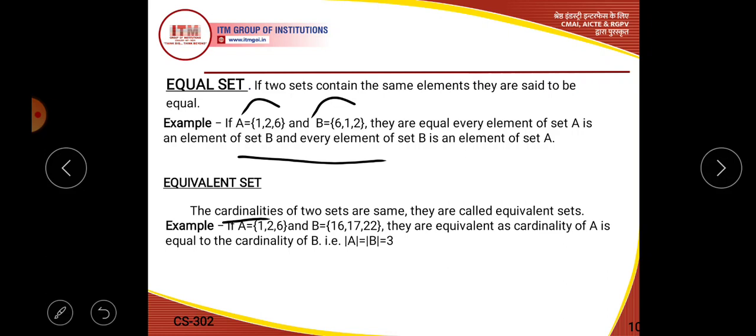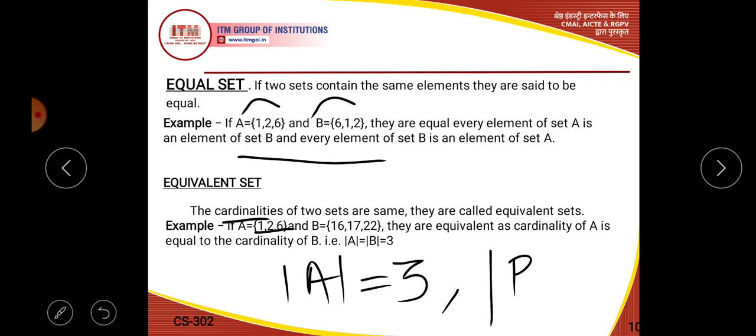If sets have the same cardinality, that means if a set consists of an equal number of elements, then we can say it's an equivalent set. Here we can easily understand cardinality of A is 3 because A consists of 3 elements, and cardinality of B is also equal to 3 because B also has 3 elements 16, 17, 22. So we can say it's an equivalent set, both A and B.